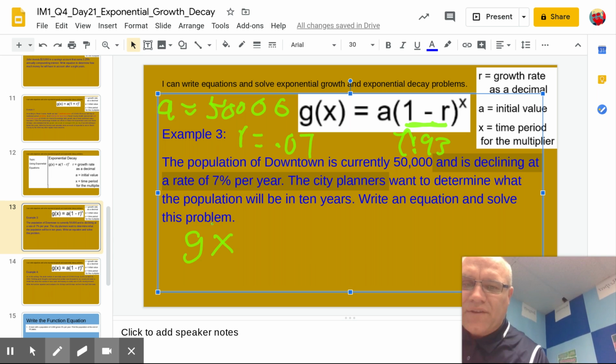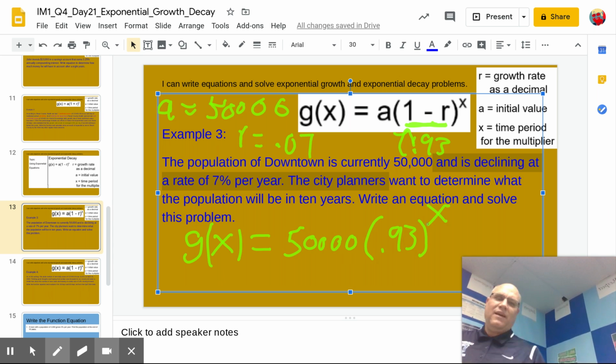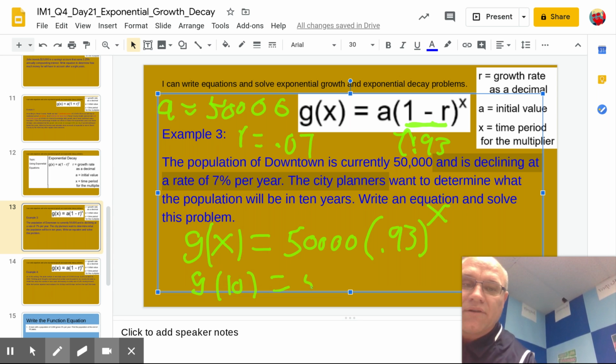G of x equals 50,000 multiplied by 0.93 to the x. X represents the number of years. So then if we want to solve this for 10 years from now, we say G of 10 equals 50,000 times 0.93 to the 10th power.